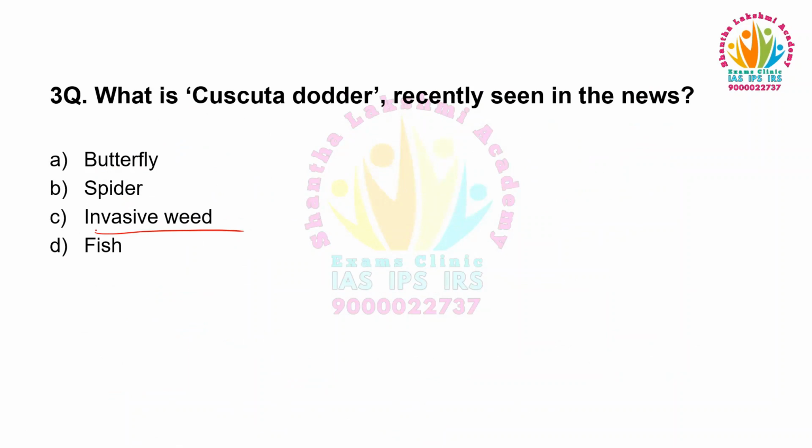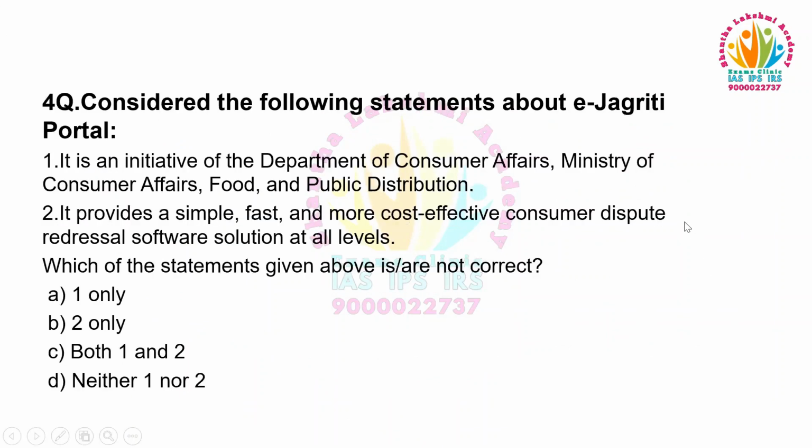So the answer is invasive weed. Moving to the next question. Consider the following statements about the eJagriti portal. One, it is an initiative of the Department of Consumer Affairs, Ministry of Consumer Affairs, Food and Public Distribution. Two, it provides a simple, fast, and more cost-effective consumer dispute redressal software solution at all levels. Which of the statements given above are not correct? One only, two only, both one and two, neither one nor two.